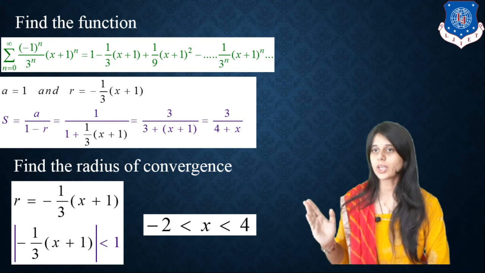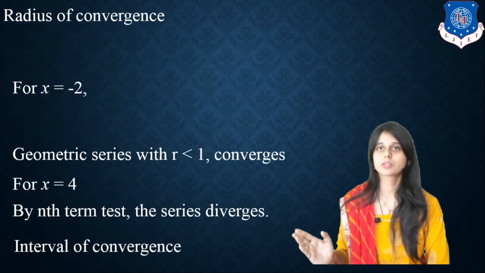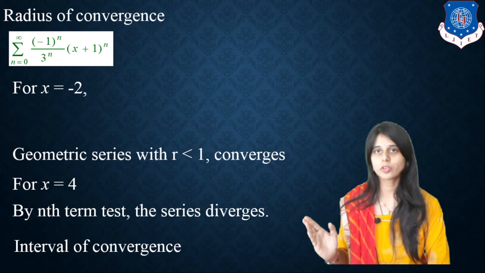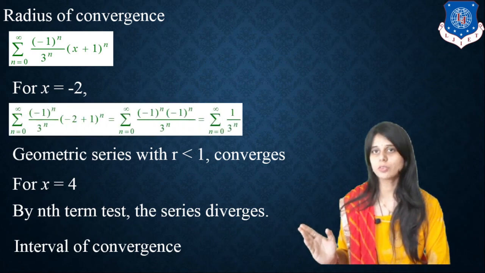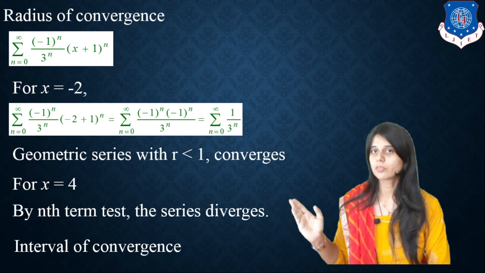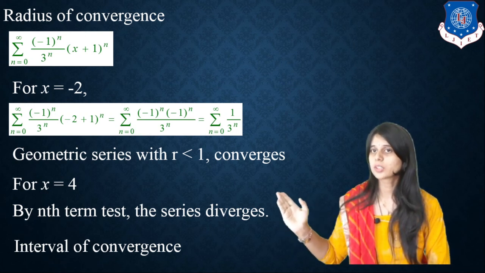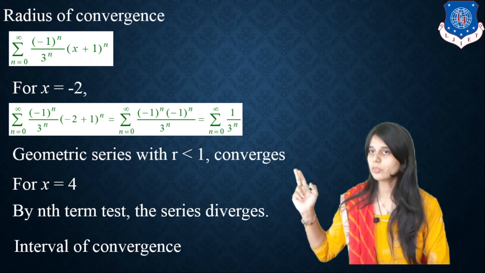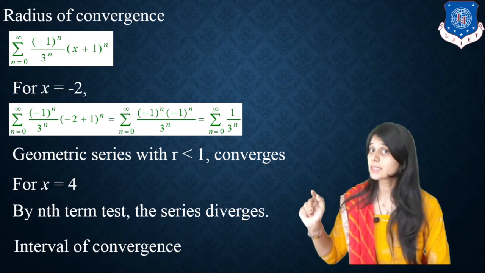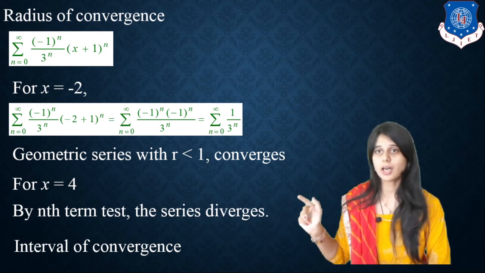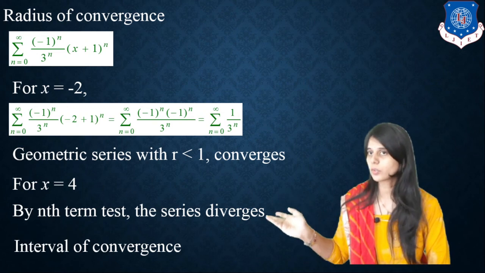Now we have to check the endpoint convergence for this series. First we take x equal to minus 2. So we get summation n equal to 0 to infinity 1 upon 3 raised to n. And this is a geometric series with r less than 1. So this is convergent.